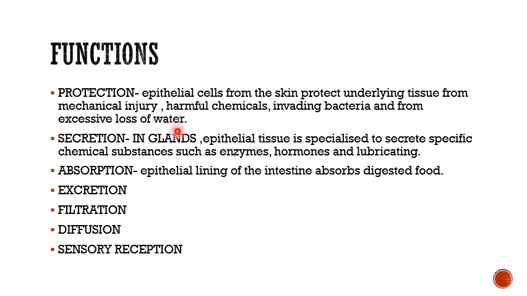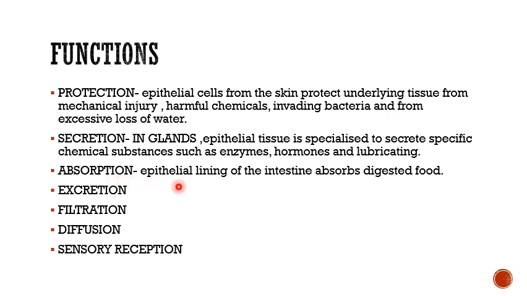Number two is secretion, that is in the glands. We have discussed that epithelial tissue is specialized to secrete specific chemical substances, that is enzymes from the exocrine gland, hormones from the endocrine gland, and lubricating mucus from the goblet cells. So that is the secretion.